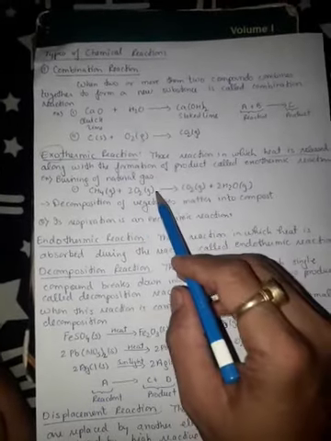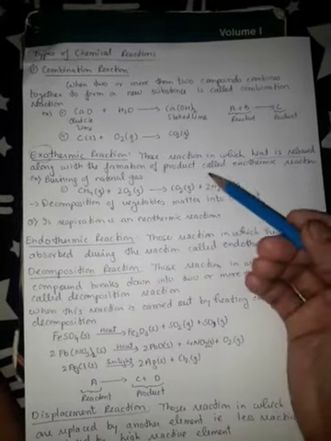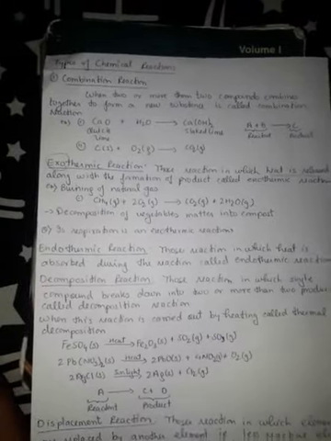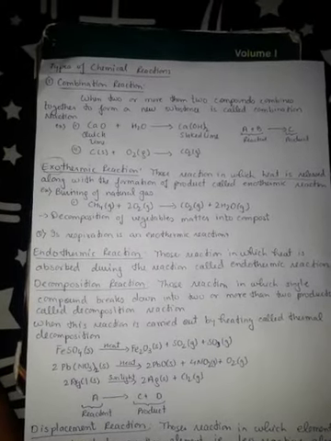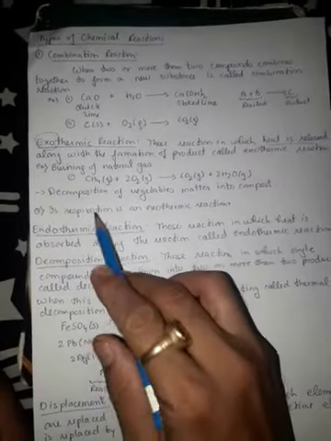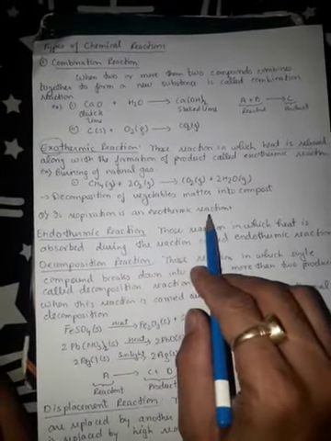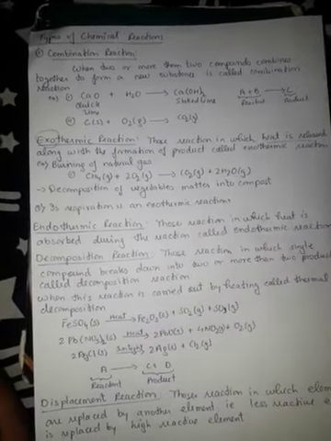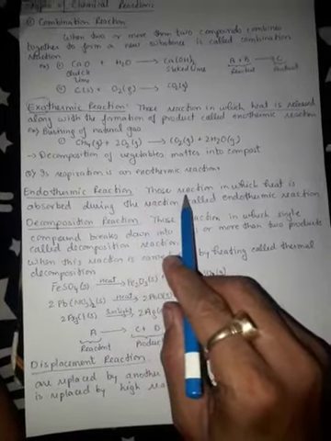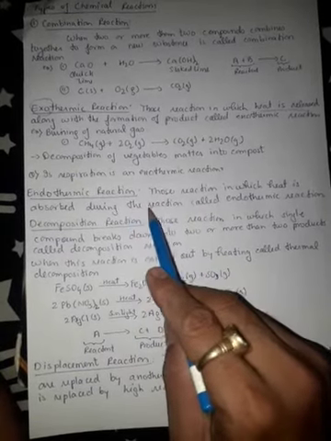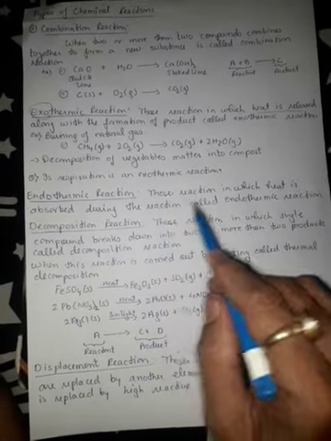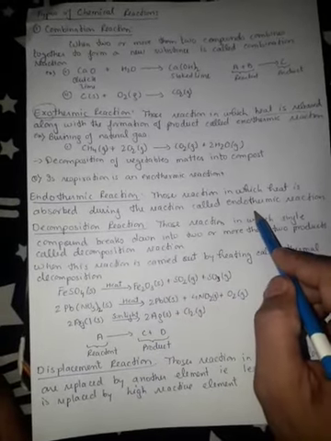Example, burning of natural gases. For example, methane gas is burned with oxygen, you form carbon dioxide and water. Similarly, decomposition of vegetable matter such as compost. One question I have given is, respiration is an exothermic reaction. Explain. Let's come to endothermic reaction. Those reactions in which heat is absorbed during the reaction. ऐसे रिएक्शन जहाँ हीट एब्जॉर्ब हो जाती है उनको हम क्या बोलते हैं? एंडोथर्मिक रिएक्शन.